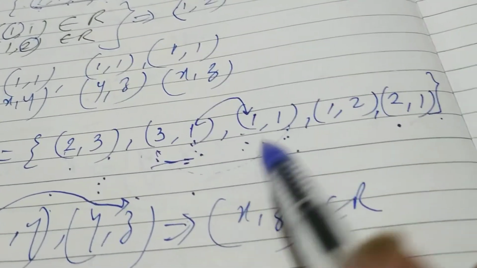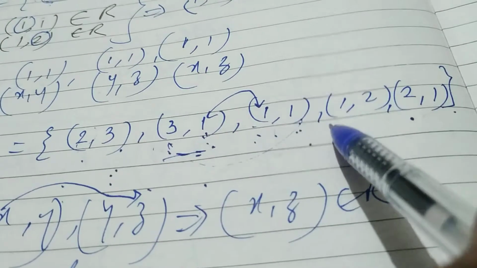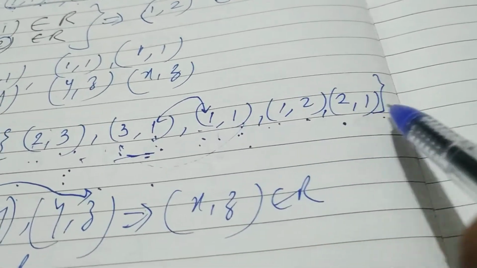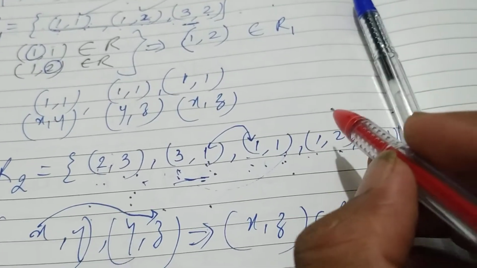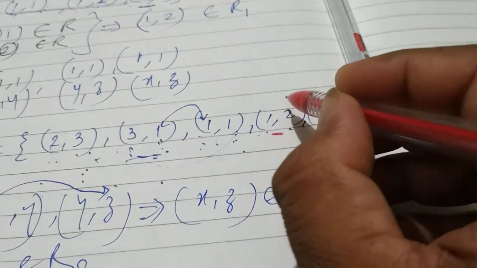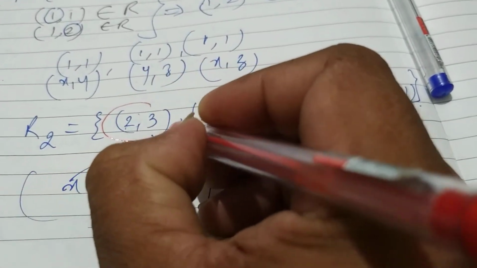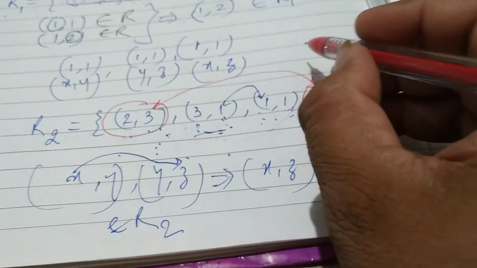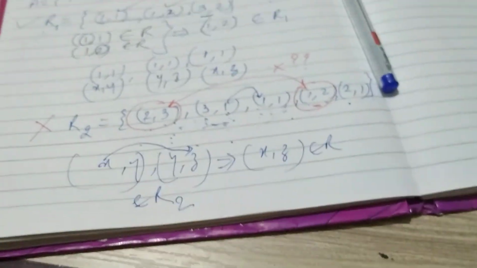Now let us go for ordered pairs in which 2 will be the common element. So 1 comma 2 is present, 2 comma 3 is present, but 1 comma 3 is not present. See, 1 comma 3 is not there. So this is the counterexample which illustrates that it is not transitive straight away.